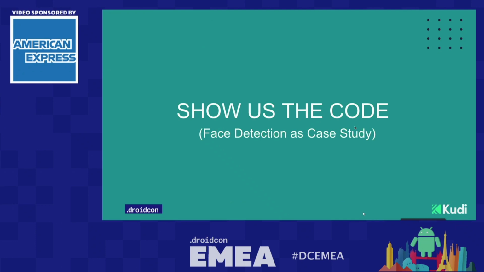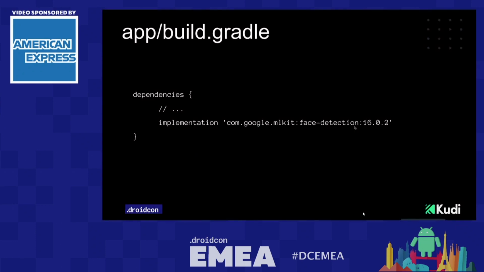So the first point, this is where everything starts, right? You have to add the library to your dependencies in your Gradle file, and you can see that ML Kit itself is really unbundled. That is, you don't have to add the entire ML Kit to your app to use it. It depends on the particular API you want to use. For this particular one, the dependency I'm adding is face detection.